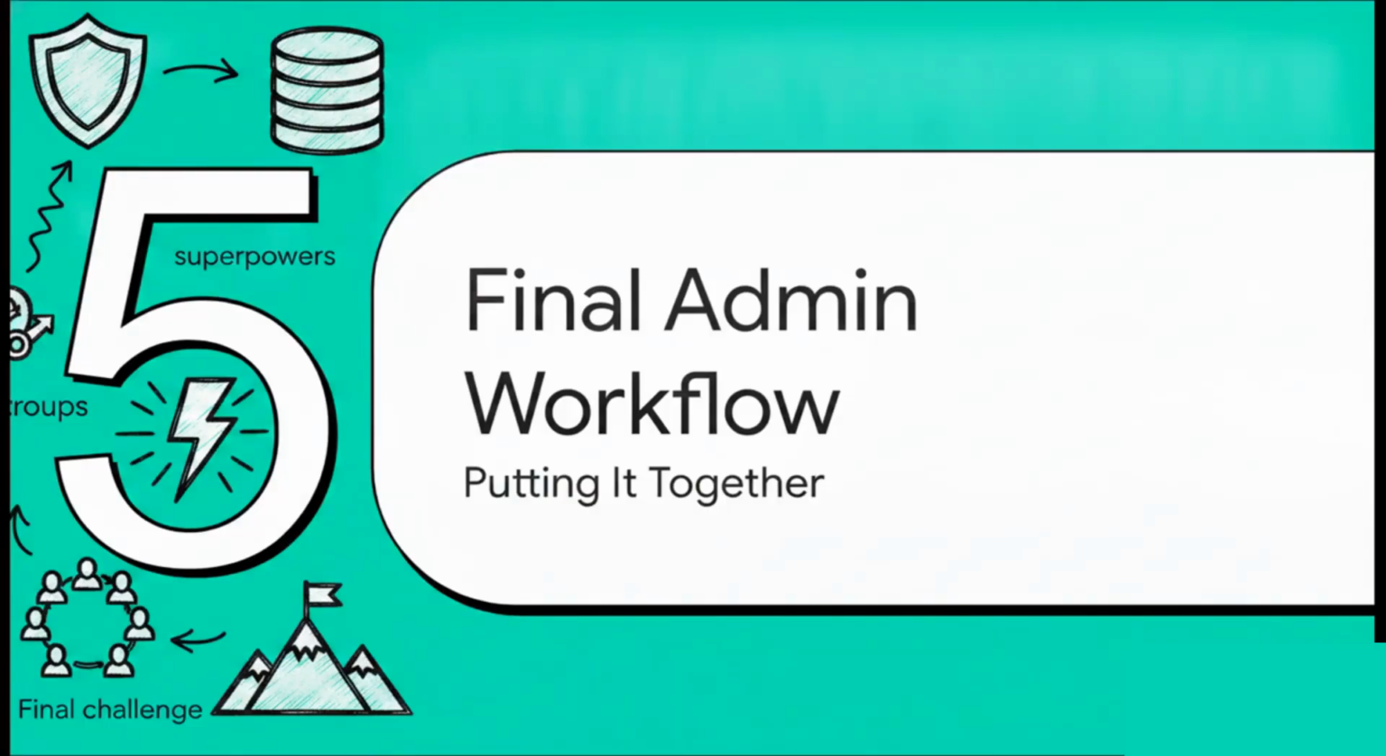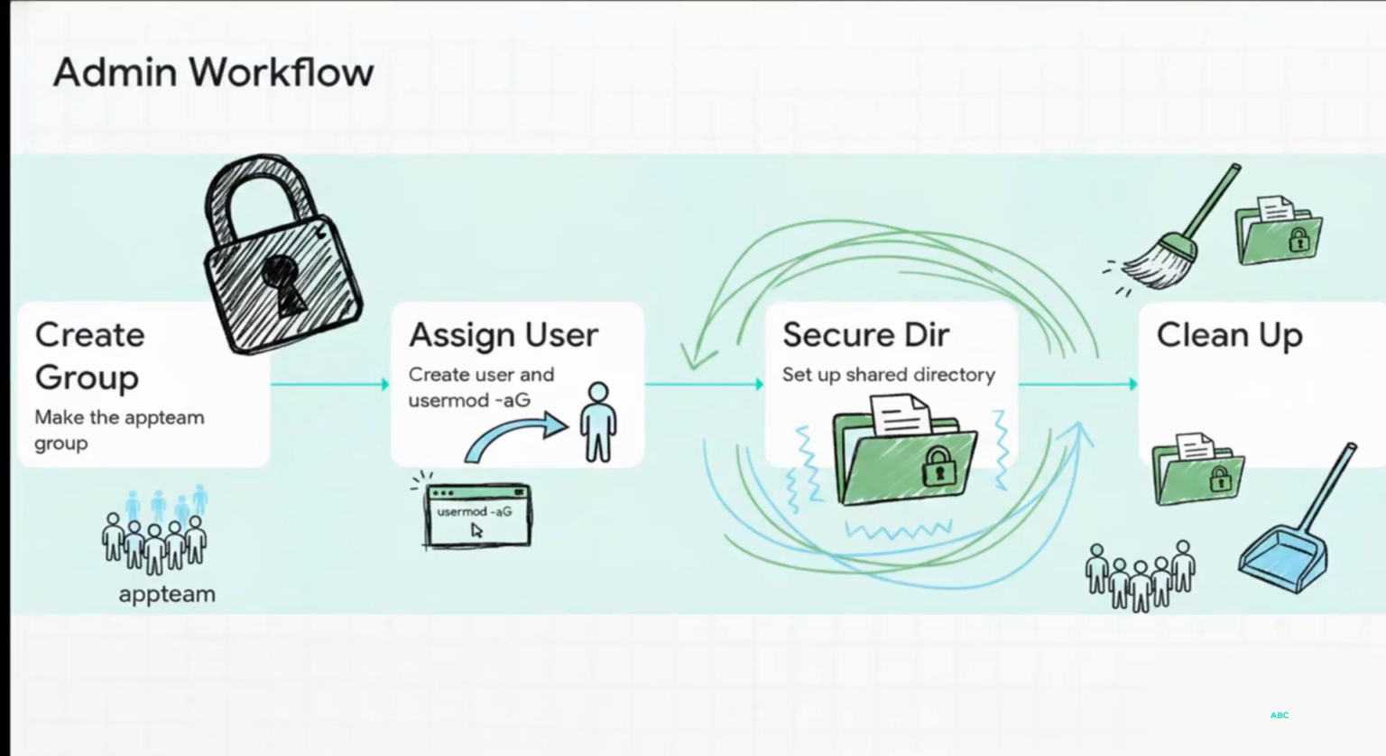Which brings us to our final stretch, Section 5, the final admin workflow. Let's put this all together. This is where all those puzzle pieces finally snap together into one cohesive scenario. The lab walks us through building a practical mini admin workflow in 4 easy steps. Step 1, you create an app team group. Step 2, you create a test user and safely append them to that group using usermod -aG. Step 3, you create a shared project directory, drop a notes file in there, and lock it down. And step 4, because every good admin cleans up their messes, you run the cleanup commands so you leave the system exactly as you found it.